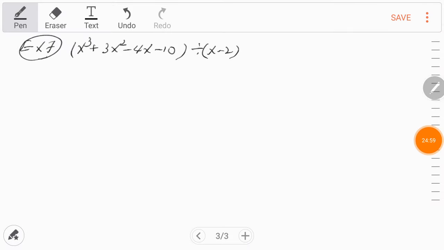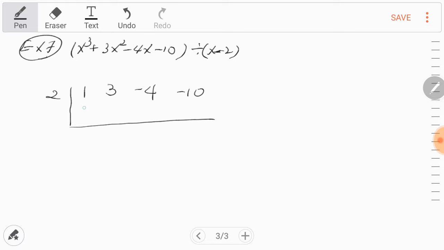Okay, this is example 7. So the dividend, write the coefficients of the dividend. The coefficient of x cubed is 1, x squared is 3, coefficient of x is -4, and the constant is -10. If there is a missing term, then put 0, because the missing term has coefficient 0. And then the divisor is x minus 2. This -2, change the sign, so it's got to be +2.